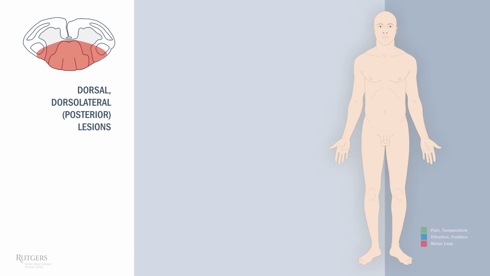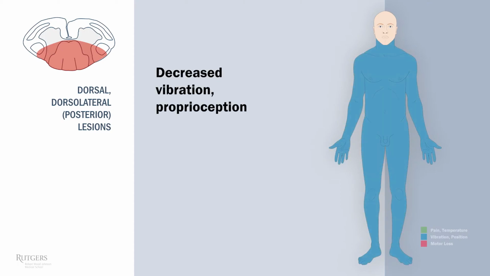Dorsal lesions are simple to understand. Dorsal cord includes the dorsal column pathway, so vibration, proprioception, and sensation is decreased. Patients develop a kind of sensory ataxia with a stomping gait.